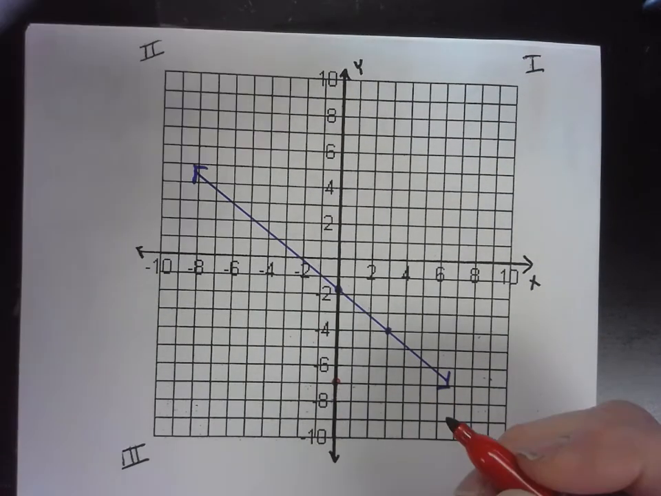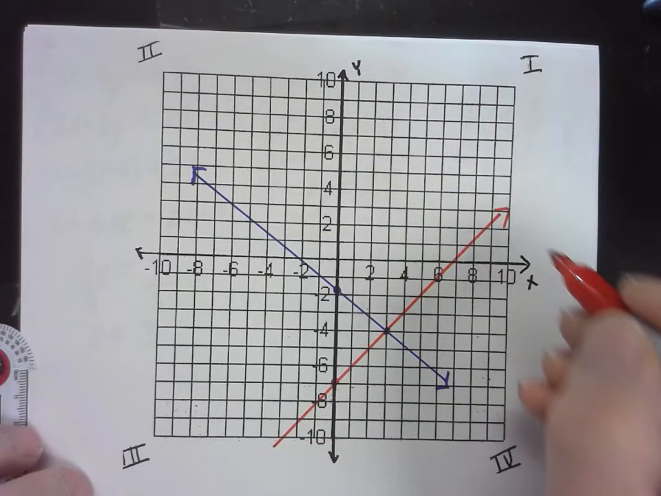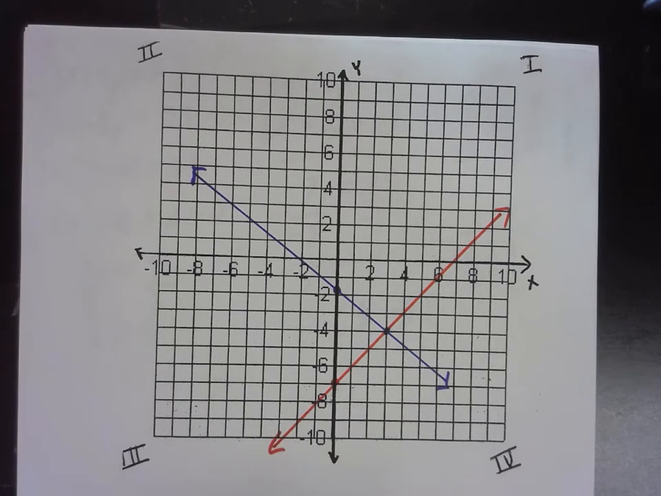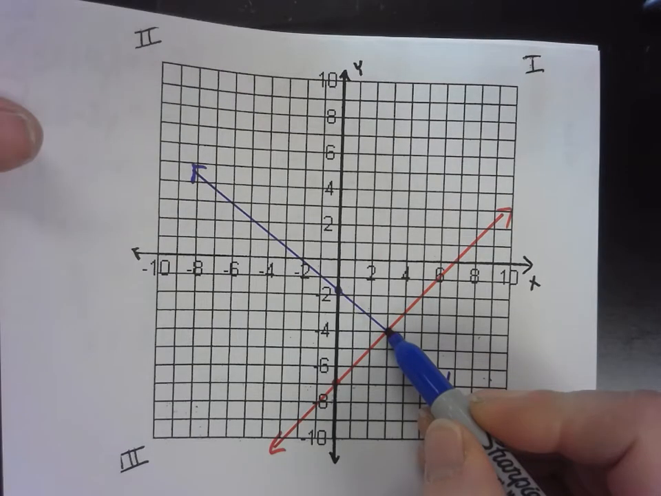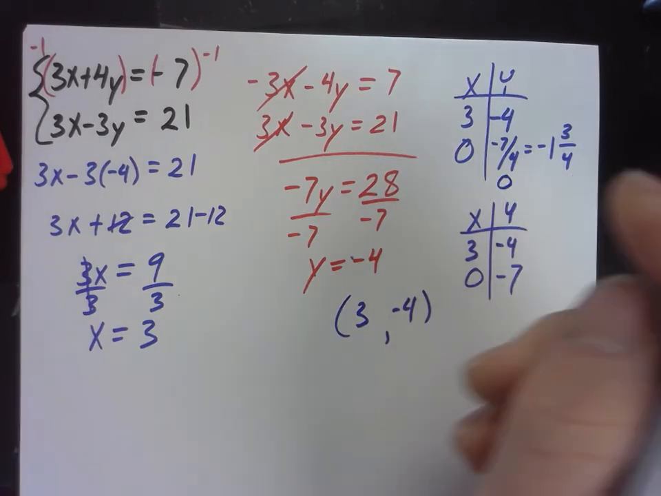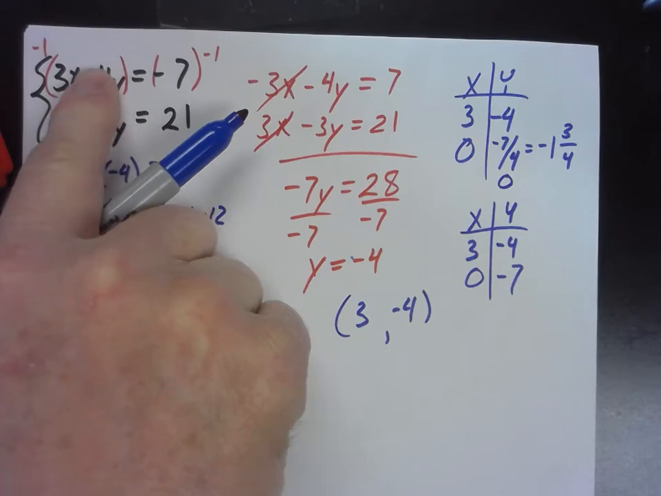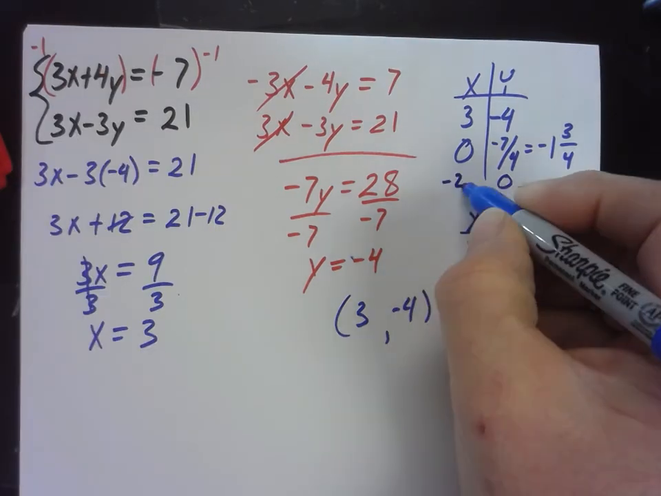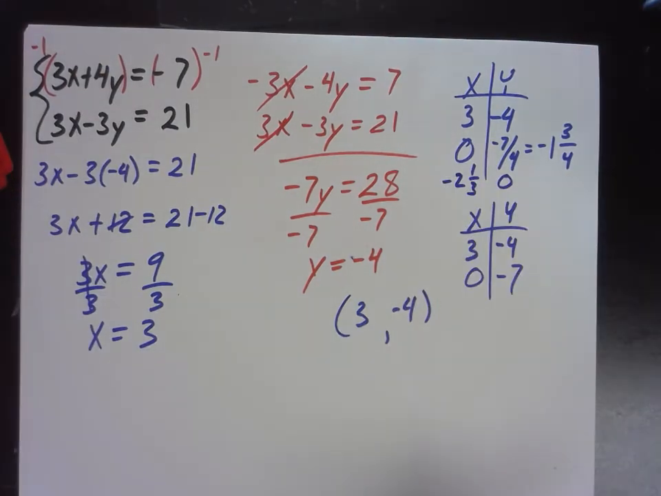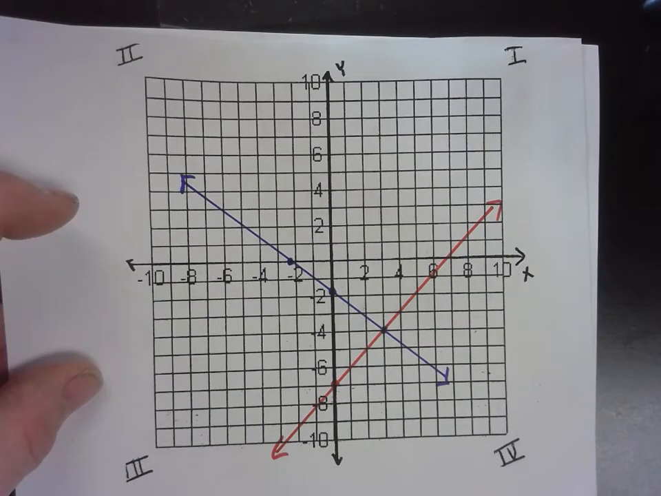And now we could have, instead of using that point, just to make sure that we were correct, we could have done something else. We could have put 0 in for y here and said x is -7 over 3, which is -2 1/3. So -2 1/3, 0. That would have been the same line, correct?